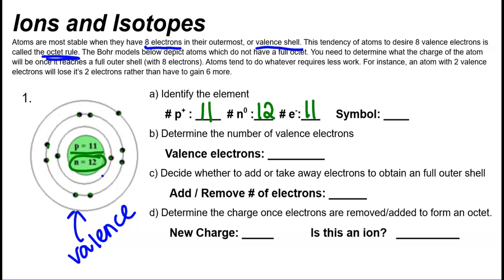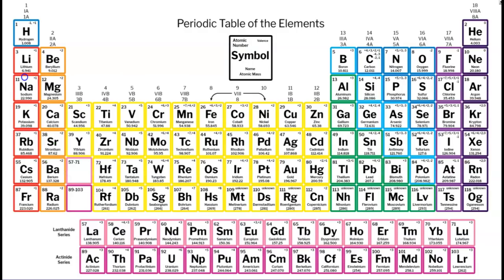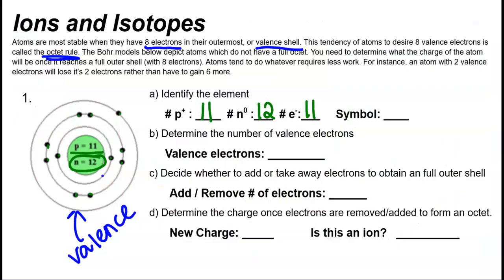The subatomic particle that tells us which element we have is the proton. So now that we know that we have 11 protons, we need to look at our periodic table and determine which element has 11 protons. We're just finding element number 11, and we're looking at the atomic number, which is the whole number at the top, and element number 11 is sodium. So this atom must be a sodium atom, chemical symbol Na.